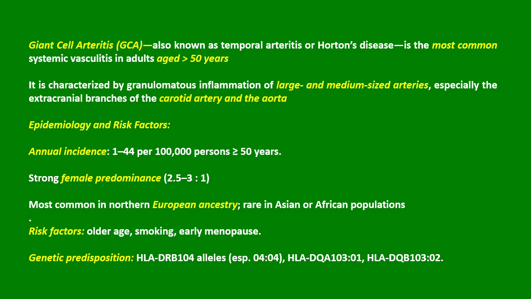Epidemiology and risk factors. Annual incidence is 1 to 44 per 100,000 persons more than 50. Strong female predominance, most common in Northern European ancestry, rare in Asian or African populations. Risk factors include older age, smoking, and early menopause. There is a genetic predisposition with the following HLA alleles.